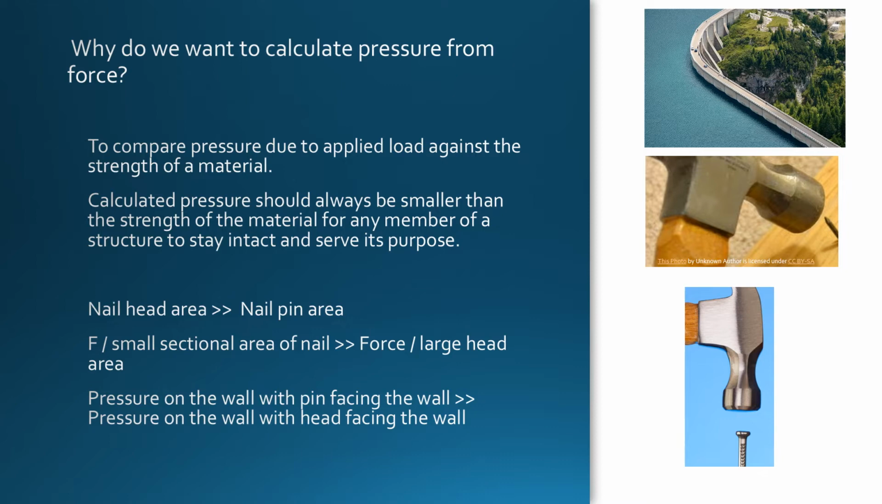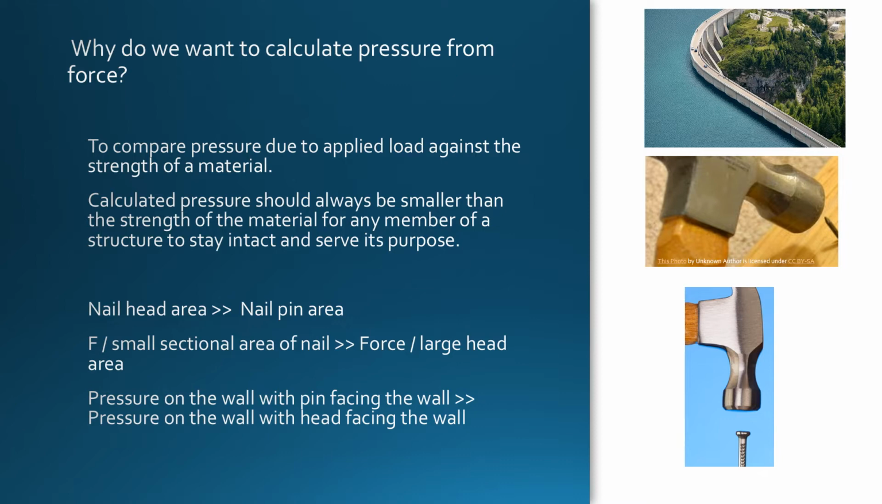So the pressure we calculate on a body should always be smaller than the strength of the material. So when we design our structures, the calculated external pressure should always be smaller than the strength of the material. So we can increase the size of the structure so that the stress or pressure on the wall can be reduced, but we cannot reduce the external force and external pressure.